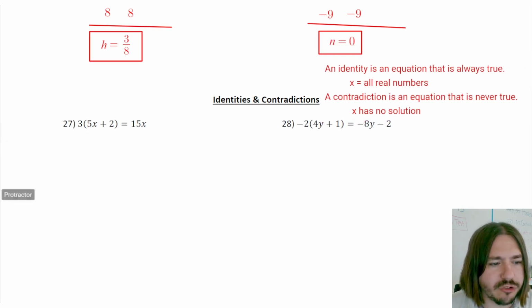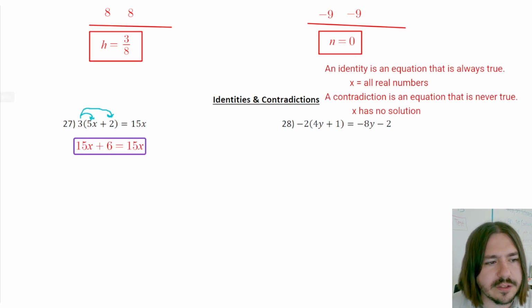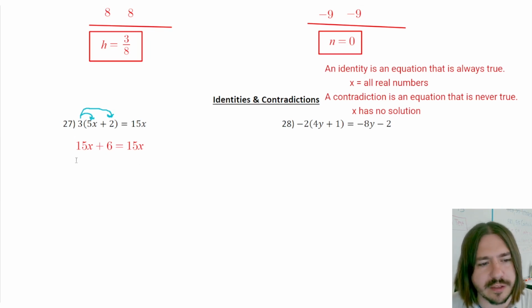Okay, so let's solve these, and as you can imagine, we're going to have one of each here. But let me just show you what happens on these kinds of equations. So on number 27, we're going to execute the distributive property here, and we'll be left with 15x plus 6 equals 15x. Whether it's an identity or a contradiction, you'll see something similar happening with both of these kinds of equations.